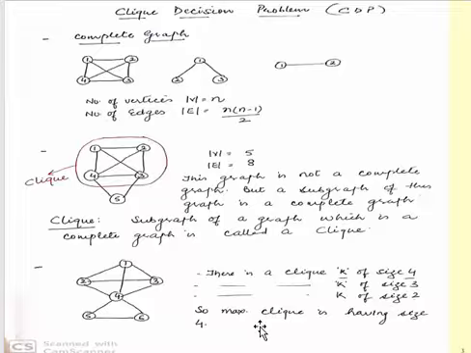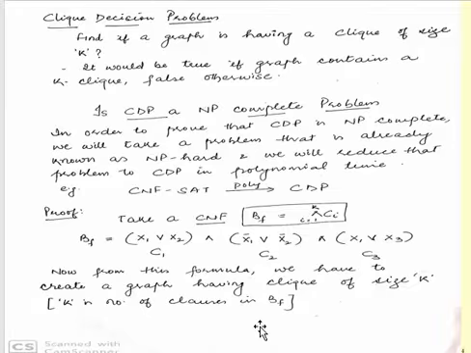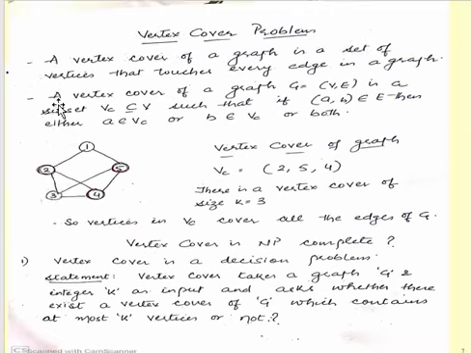And what was the clique decision problem? Suppose a graph is given to you, and you need to find out whether it has a clique of size k. If yes, then you can say it has a clique of size k, otherwise not. So this was the clique problem. Now first I will tell you what the vertex cover problem is, and then I will reduce the clique problem to the vertex cover problem. So first, what do we mean by the vertex cover of a graph?